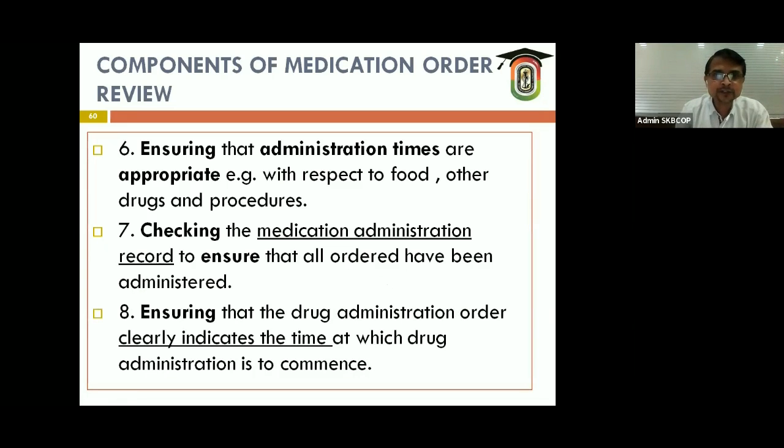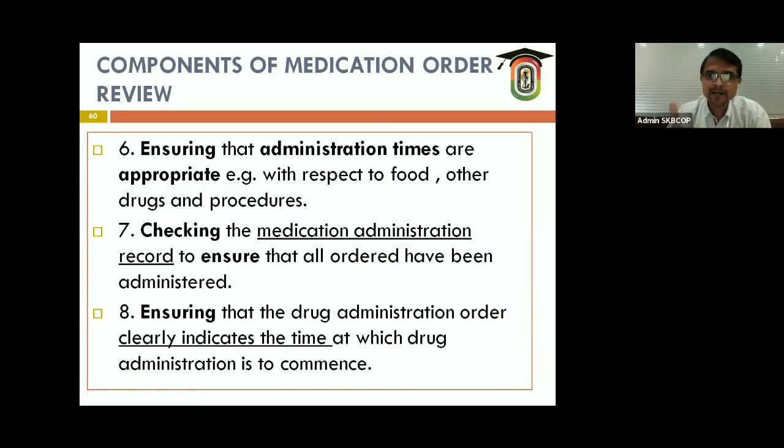Then eighth is ensuring that the drug administration order clearly indicates the time at which drug administration is to commence, ठीक है. सो जो मेडिकेशन ऑर्डर है, प्रिस्क्रिप्शन है, उसमें सही समय लिखा है या नहीं है ये भी चेक करना है, ठीक है. जैसा मैंने अभी आपको बताया कि सुबह दोपहर शाम, अगेन अ वेरी वेग स्टेटमेंट, ऐसा मैक्सिमम टाइम लिखा रहता है प्रिस्क्रिप्शन में, has to be taken in morning, afternoon and evening.